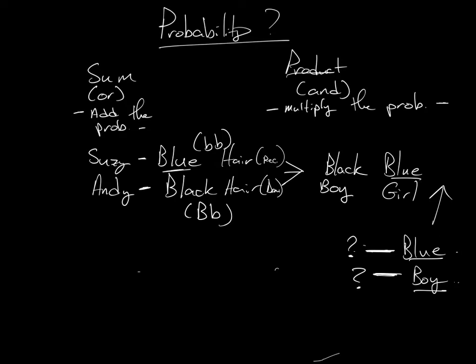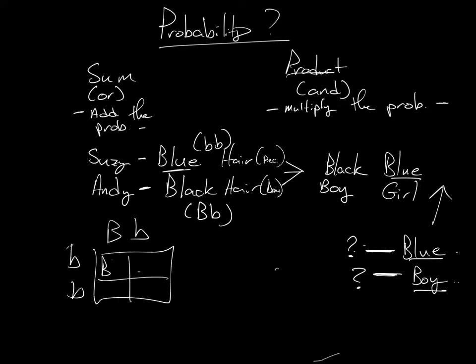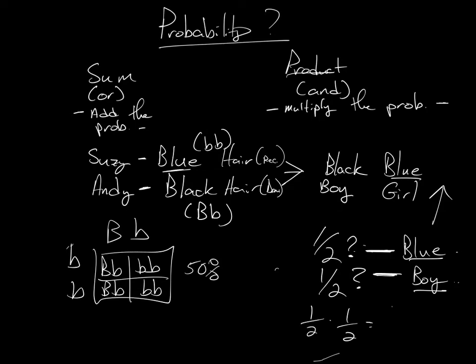Okay, so blue and boy, so you have to figure out what are the odds of having blue hair. That's number one. So you look at mom was little B, little B, dad was big B, little B. The odds are big B, little B, little B, little B, big B, little B, and little B, little B. So there's a 50% chance, one out of two, for blue hair. What are the odds for being a boy? One out of two. And so what are the odds of the next kid having blue hair, a blue-haired boy? It's going to be 1/2 times 1/2, which equals one out of four. That's the probability of having a blue-haired boy.